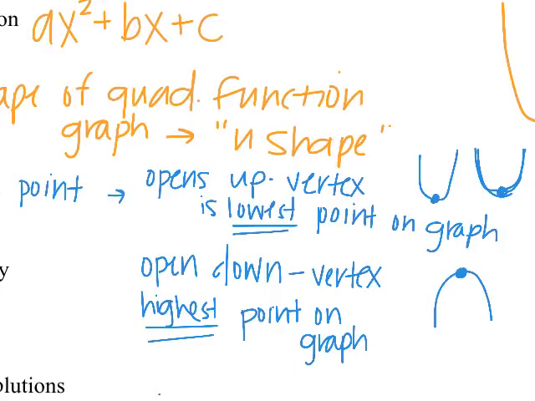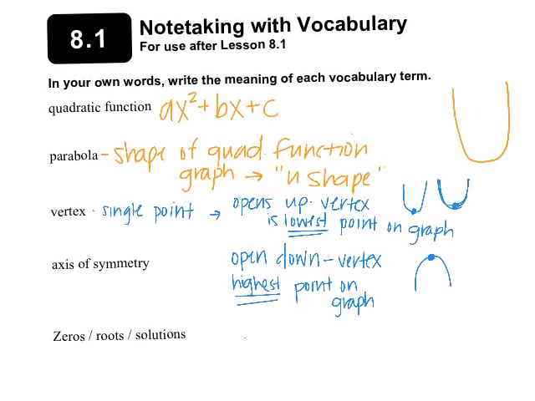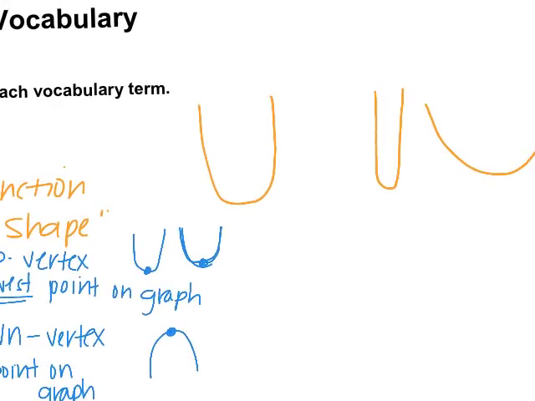Okay, cool. All right. So any questions on vertex? Okay, that's kind of a tricky one, but it is just a single point. It's on the very bottom or the very top, depending on which way your graph opens. Okay, so if we are going to label over here, this one would be our vertex.